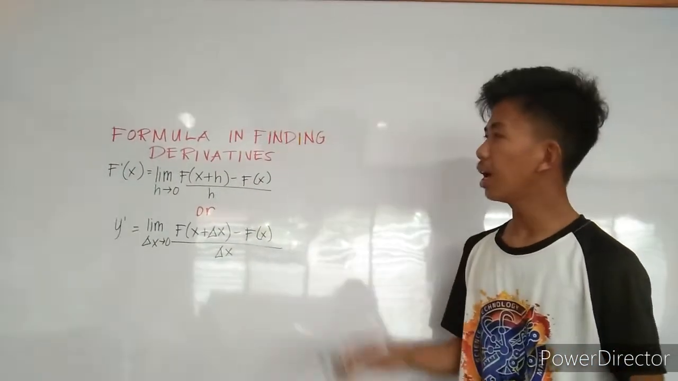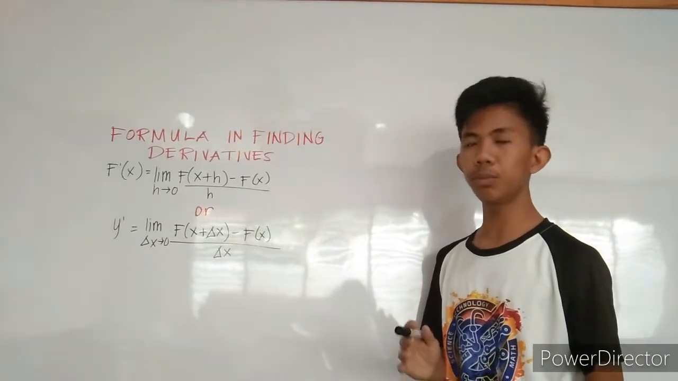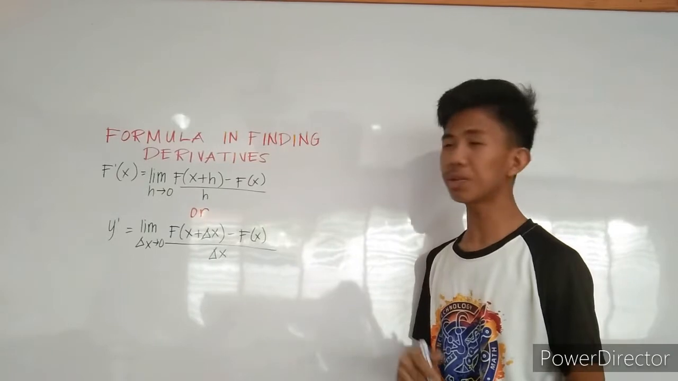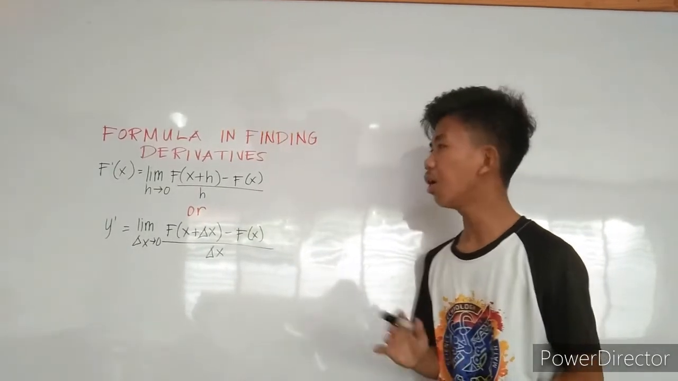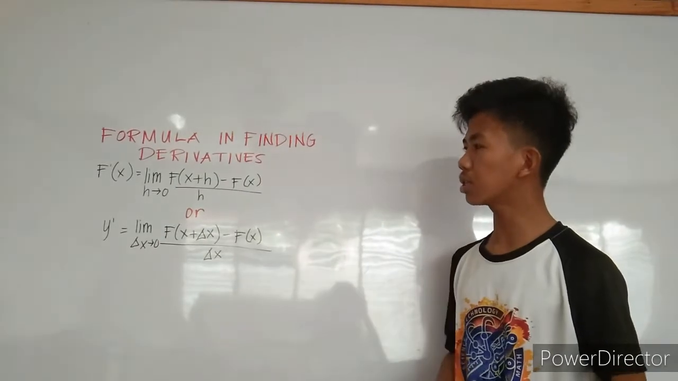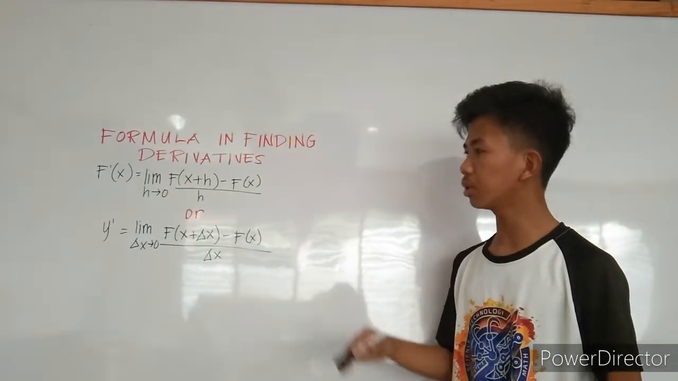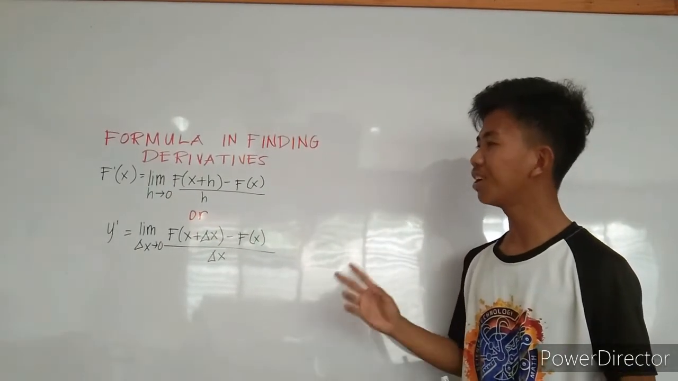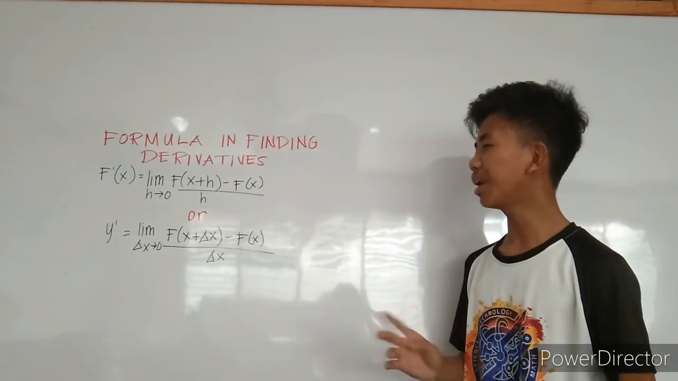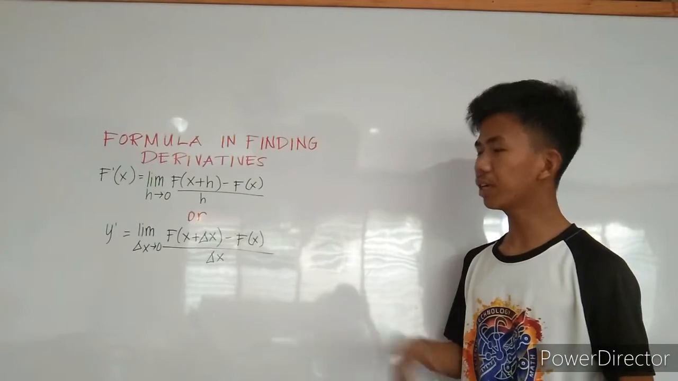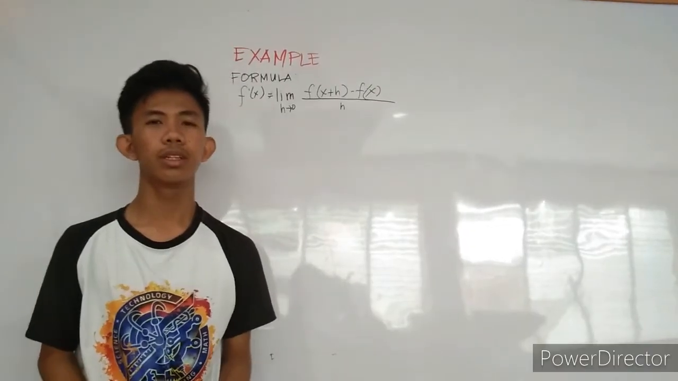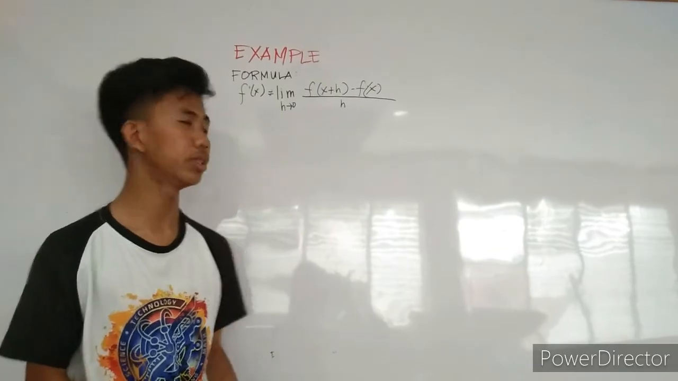First, you can use f prime of x equals the limit of f of the quantity x plus h minus f of x over h, where h approaches 0. Or you can also use y prime equals the limit of f of the quantity x plus delta x minus f of x over delta x, where delta x approaches 0. So let us take this as an example.